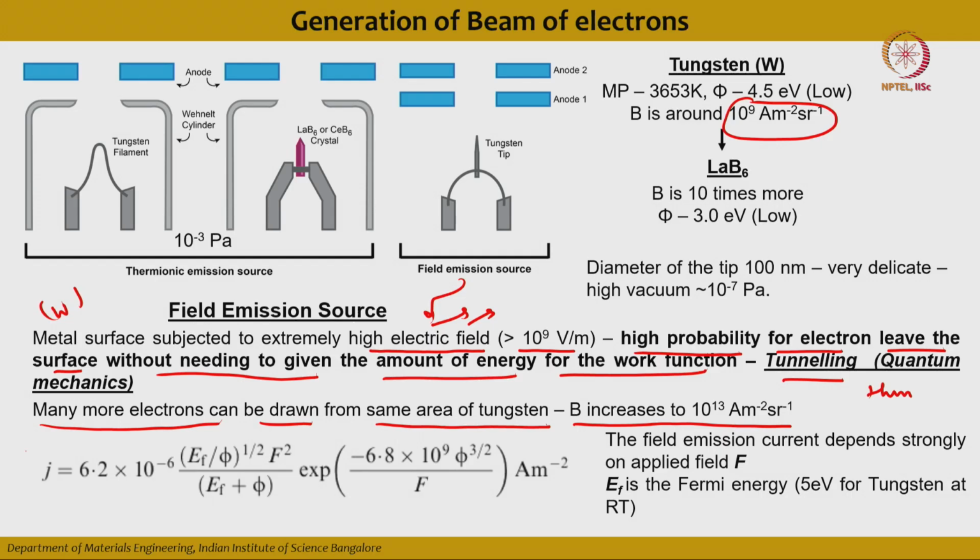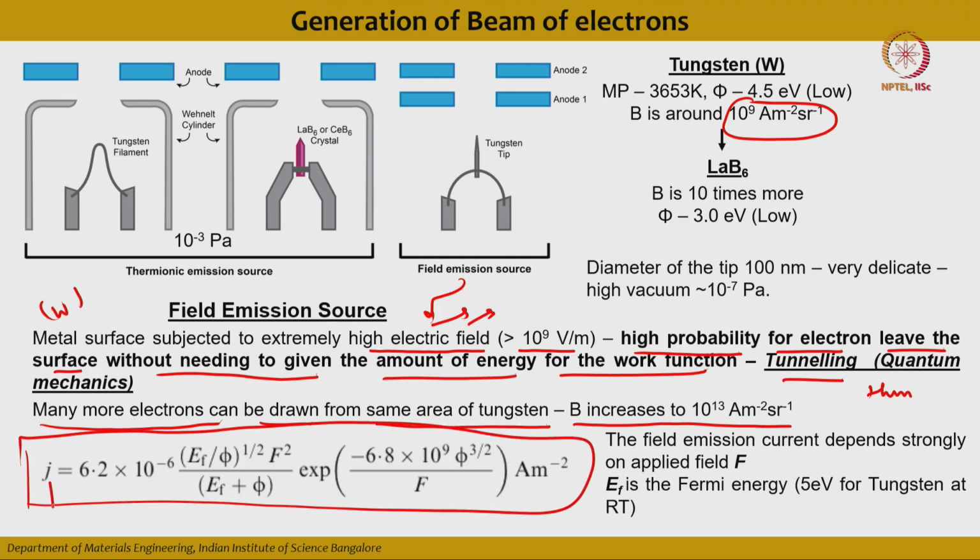So this is a typical equation where you can see that the field emission current depends strongly on the applied field, and EF is the Fermi energy, which is 5 electron volt for tungsten at room temperature. Okay. So this is the density of electrons which can be removed in the field emission source.